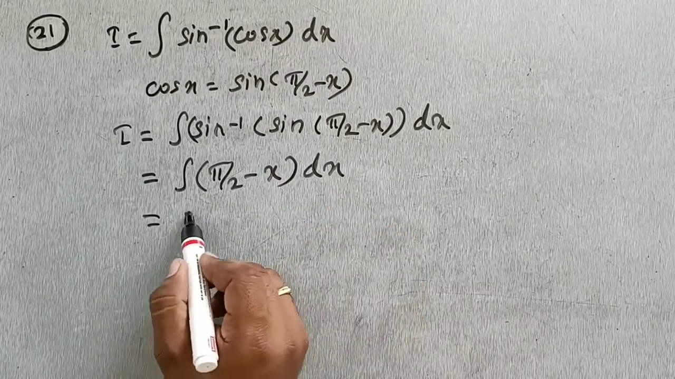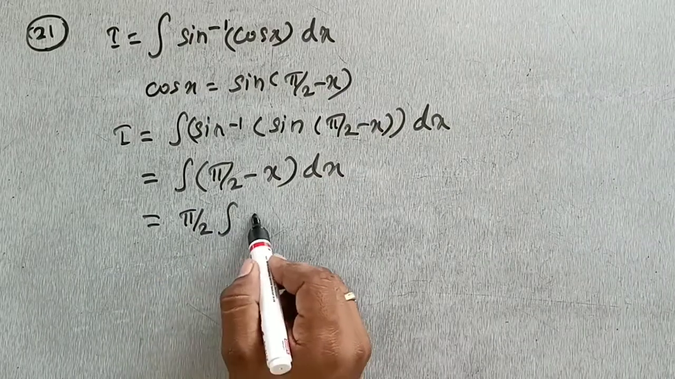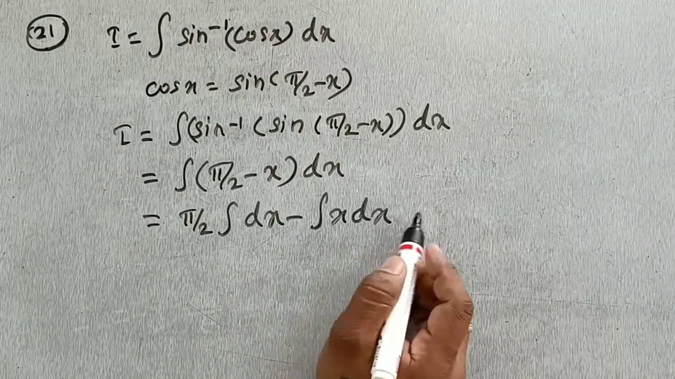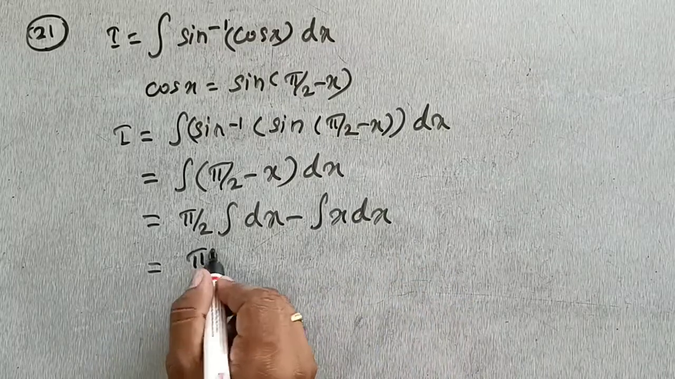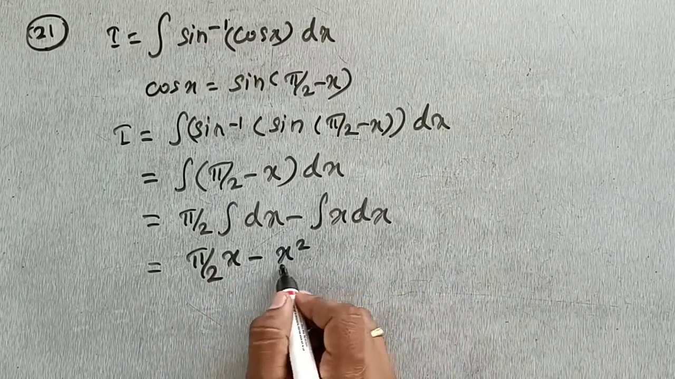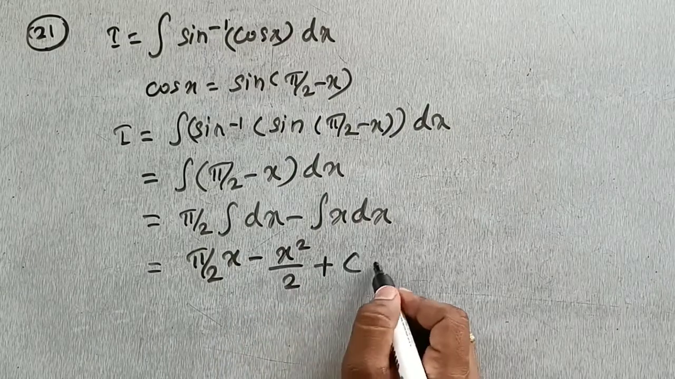Now we can separate the integral. Pi by 2 is constant, so pi by 2 into dx minus integral x dx. Integrating this, what will come? Pi by 2 x minus integral x, which means x square divided by 2, plus c.